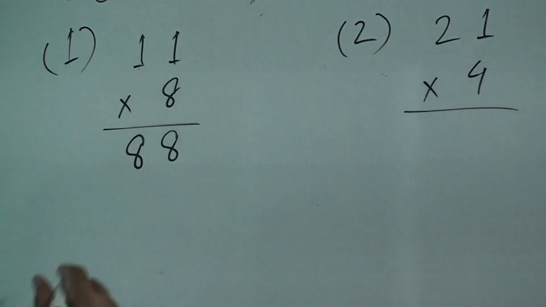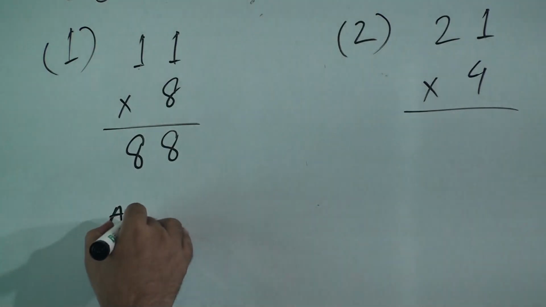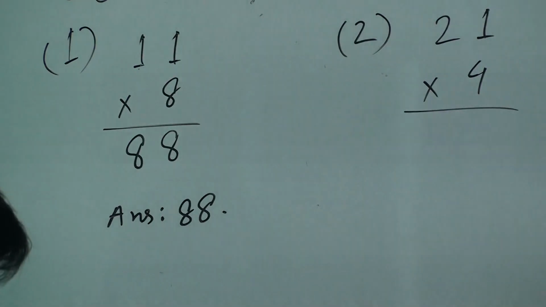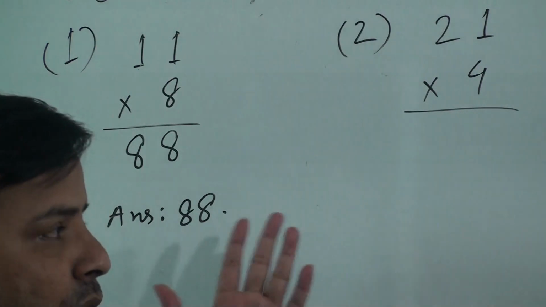Okay, dear students. So this multiplication is done. In the answer we have to write the product. That is 88. Okay. Question 1 done. Now go to question 2.